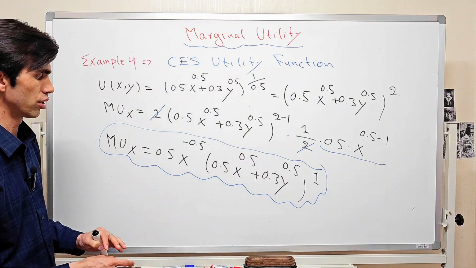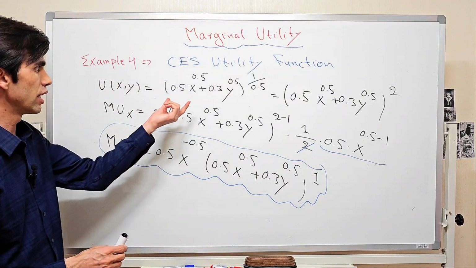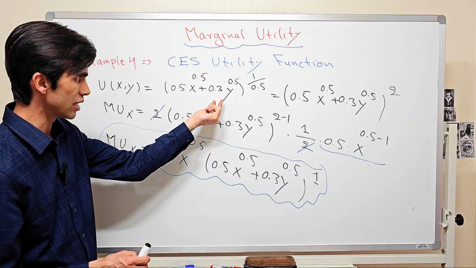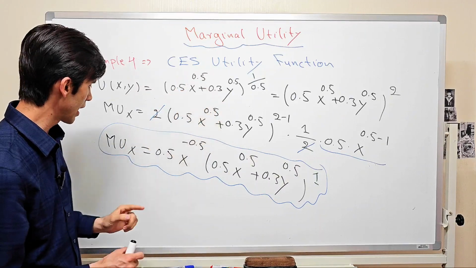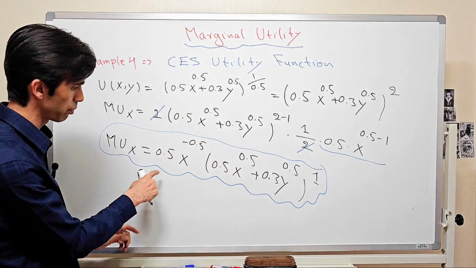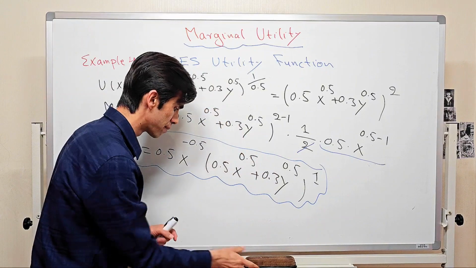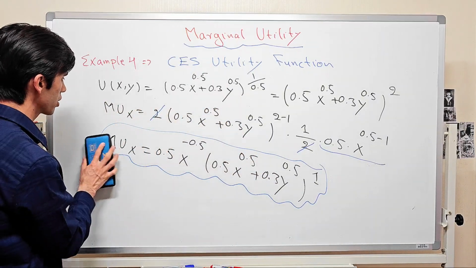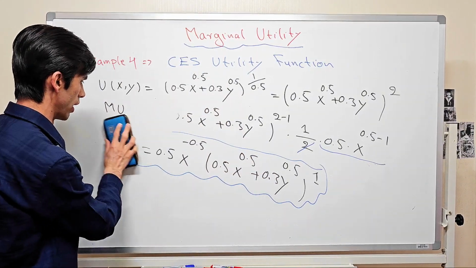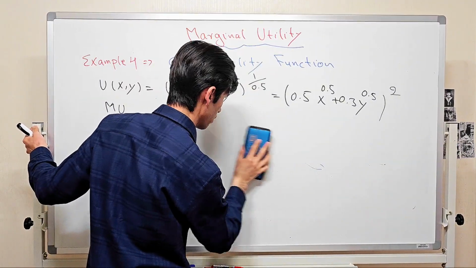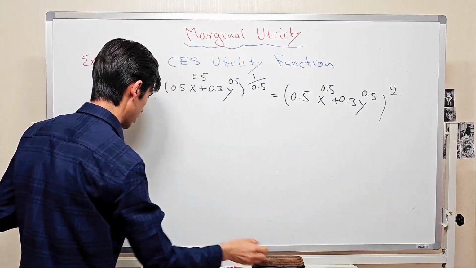Now we have the marginal utility of x. Again, even with the numerical example where a and b are clear and rho is clear, the marginal utility of x still depends on how much x and y we already have. So now let's find the marginal utility for y. Let me clean this area to find some space.